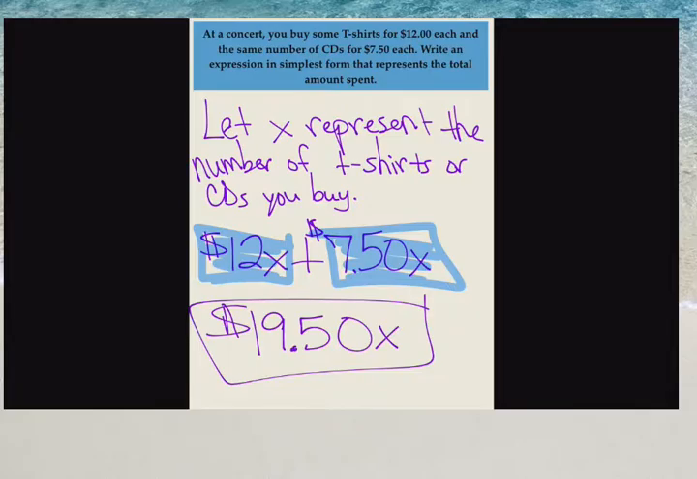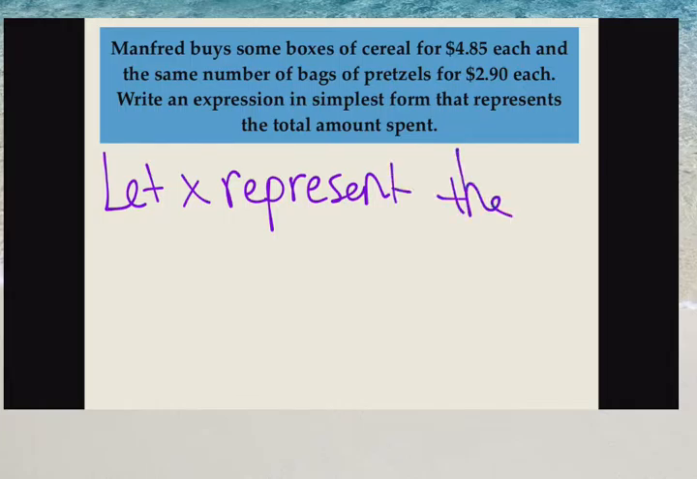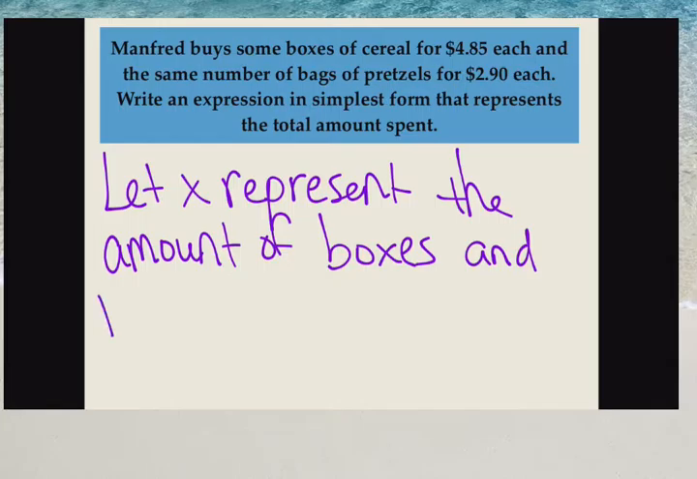All right. Let's try another one. This one says, Manfred buys some boxes of cereal for $4.85 each and the same number of bags of pretzels for $2.90 each. Write an expression in simplest form that represents the total amount spent. Okay, so once again, he's buying the same amount, so we're going to let X represent the amount of boxes of cereal and bags of pretzels. Okay?